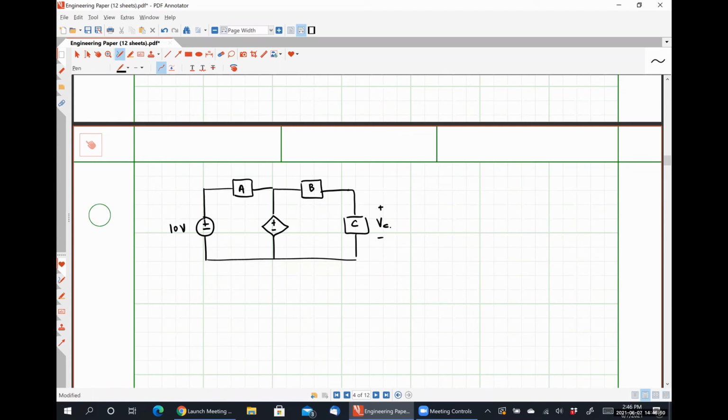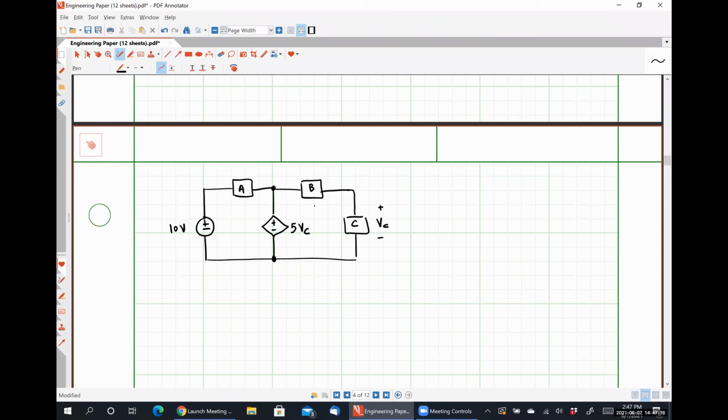Well, my dependent source might provide a voltage of 5 VC, meaning whatever voltage drop occurs over element C between this terminal and this terminal, there will be exactly 5 times as much voltage being provided by this dependent source.